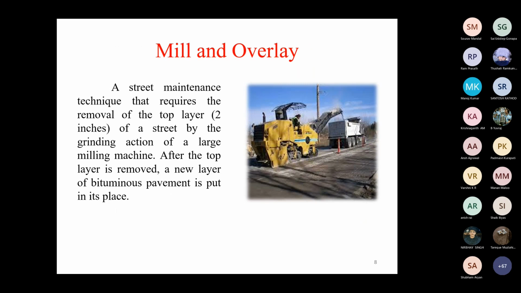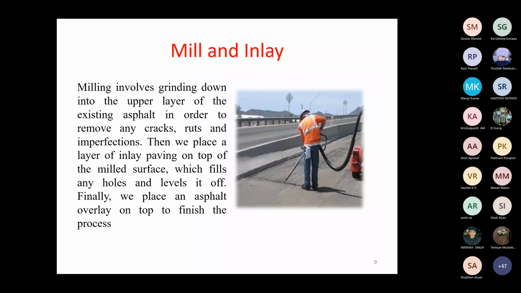Mill and overlay means that, as maintenance, you do the milling, a grinding action by a large milling machine. Then above that you lay your bituminous pavement. Mill and inlay means the milling grinds down the upper layer to remove any cracks or rutting. After that we place a layer of inlay paving on top of the milled surface. Any holes or undulations on the surface you have to rectify. After that you lay the asphalt overlay.